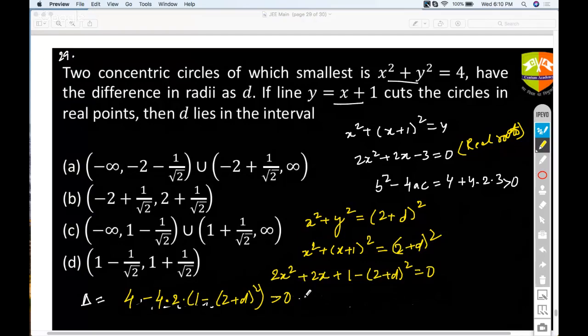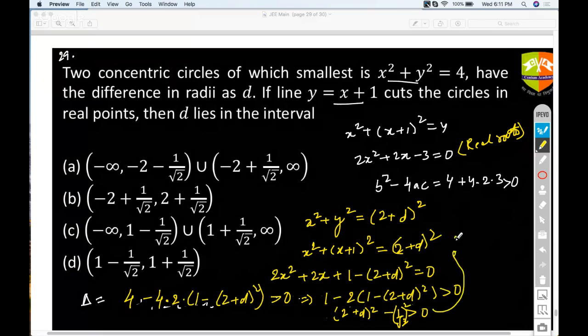Let's take this. So 1 minus twice of 1 minus 2 plus d square should be greater than 0. Right? So 2 times 2 plus d square minus 1 should be greater than 0. Divide by 2 and write it as root 2 square, so that you can complete the square here itself. So I can write this as 2 plus d minus 1 by root 2, and 2 plus d plus 1 by root 2 should be greater than 0.